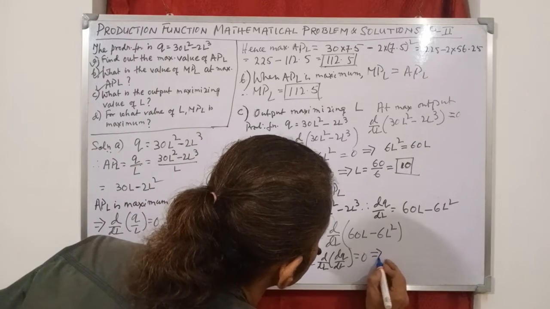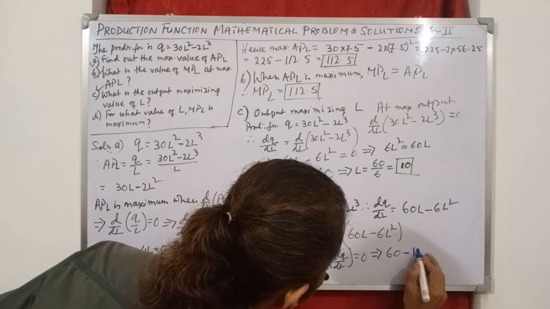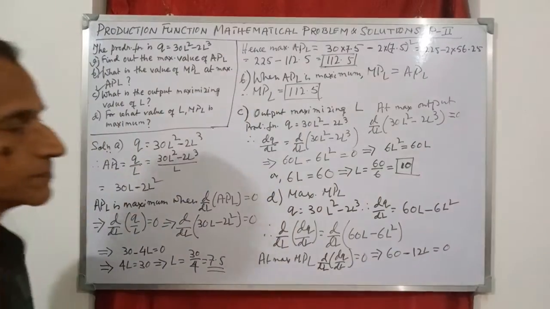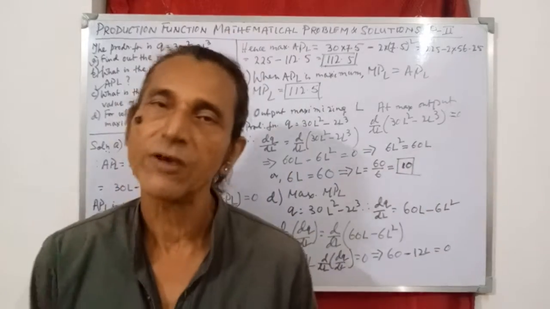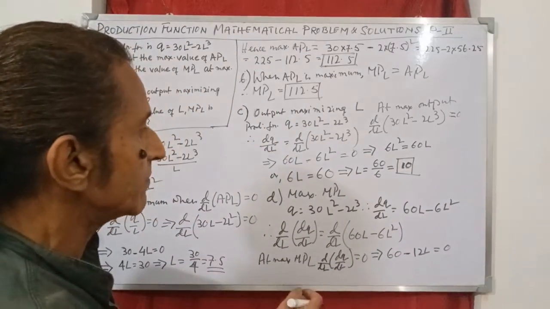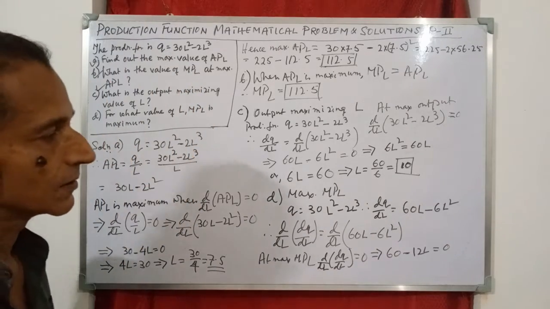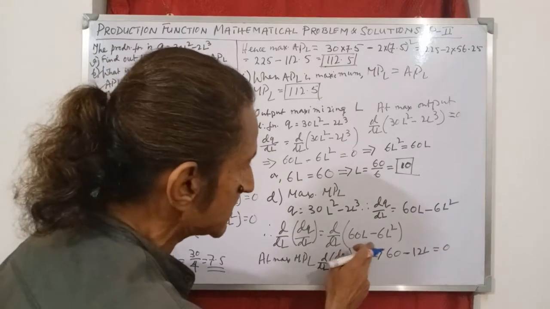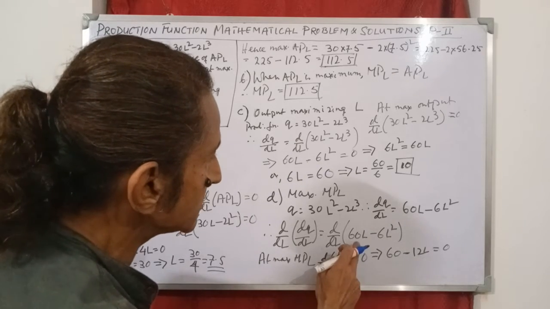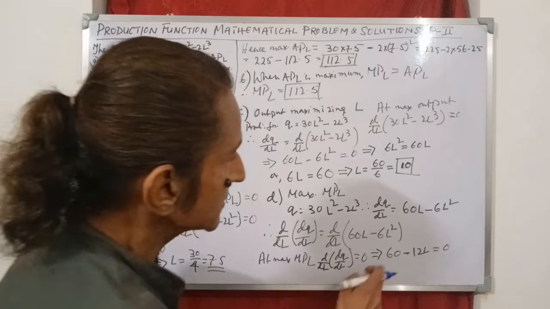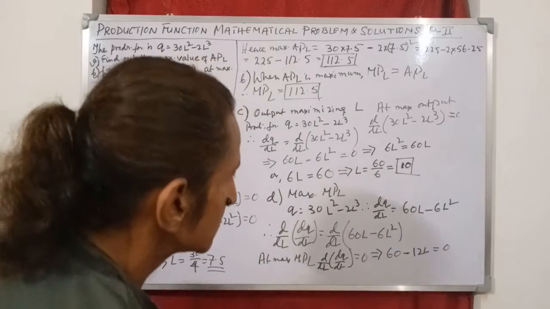This means 60 minus 12L equals 0. Right? When MPL is maximum, d/dL of MPL will be 0. Now this is our MPL, 60L minus 6L square. So we are taking d/dL of that, d/dL of dQ/dL, that is d/dL of 60L minus 6L square. So this becomes 60 minus 12L, that will be equal to 0.